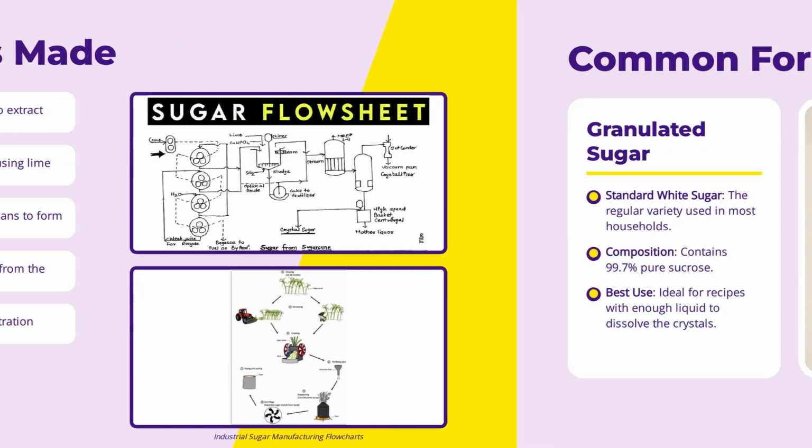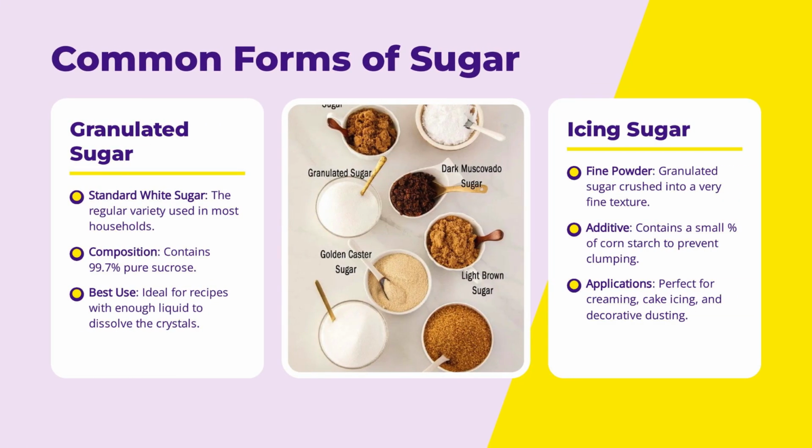Having understood sugar manufacturing, let us now examine some common forms of sugar used in bakery products. The first type is granulated sugar. Granulated sugar is the standard white sugar used in most households and bakeries. It contains approximately 99.7% pure sucrose. Because its crystals dissolve easily in recipes containing sufficient liquid, it is suitable for cakes, cookies, beverages, and many everyday bakery products. The next type is icing sugar.